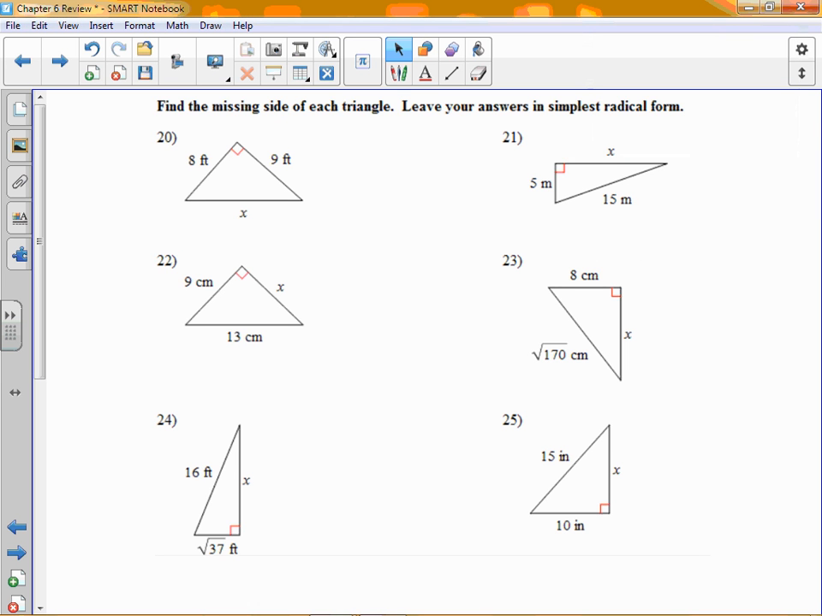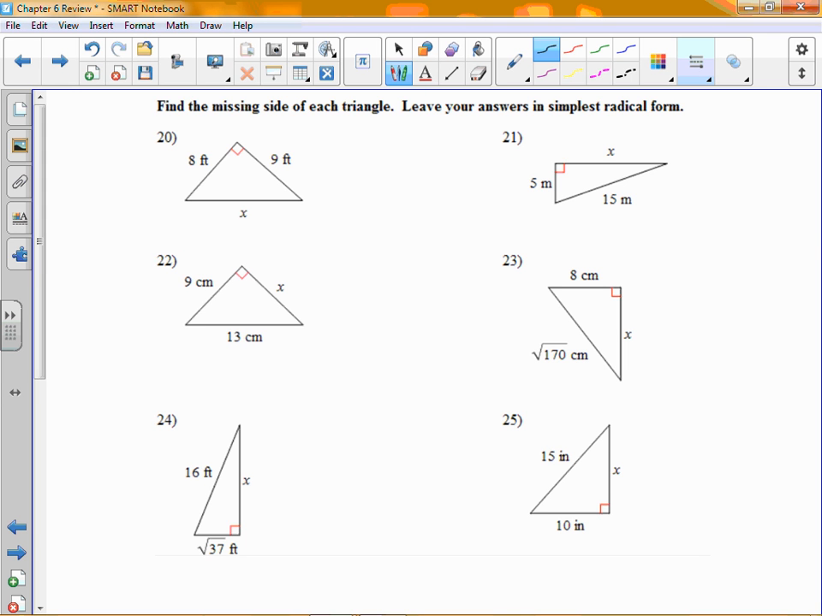All right, this is a chapter 6 test review. It's that back page. On the test, it won't be all 6 of them. It'll just be one of the kind. And to be honest with you, I'm probably going to find one that gives you the hypotenuse.